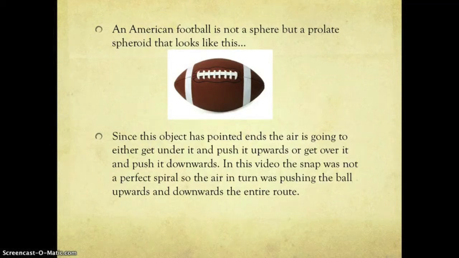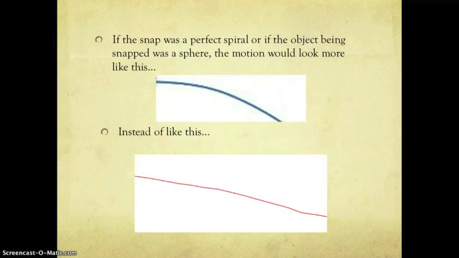In this video, the snap was not a perfect spiral, so the air in turn was pushing the ball upwards and downwards throughout the entire route. If the snap was a perfect spiral, or if the object was a sphere, the motion would look more like this, instead of the jagged route.